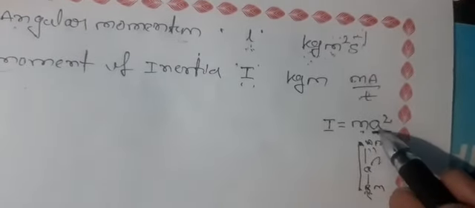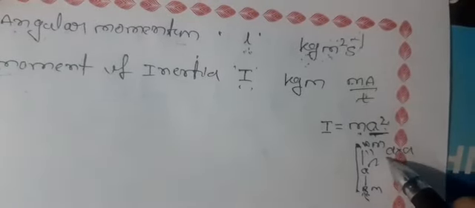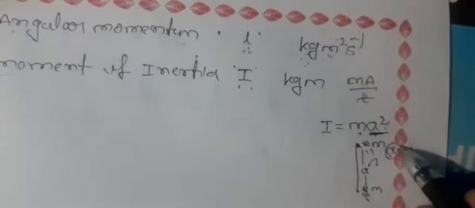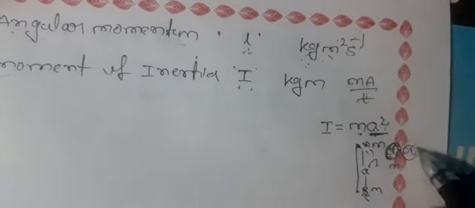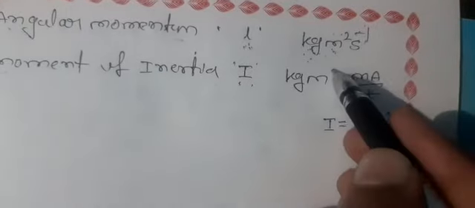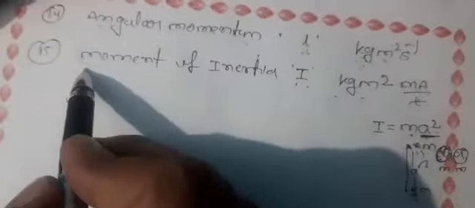One a square can be written as a into a. The unit of distance is meter. Meter into meter is meter square. So kg meter square is one of the derived quantities.